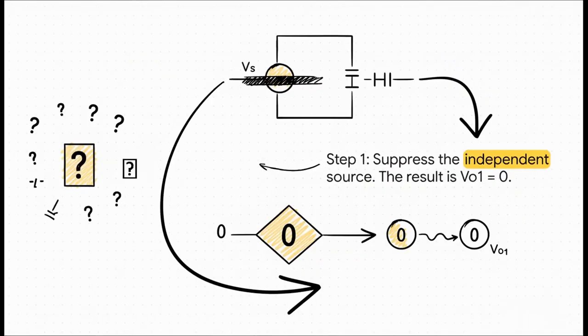All right, now let's try to use superposition, but we're going to do it the wrong way, the way the rule says not to. First step, let's find the output caused by the dependent source alone. To do that, we have to suppress the independent source, Vs, which means we short it to ground. Well, if Vs is 0, then the value of our dependent source, which is A times Vs, also has to be 0. So the first piece of our output, let's call it VO1, is just 0.